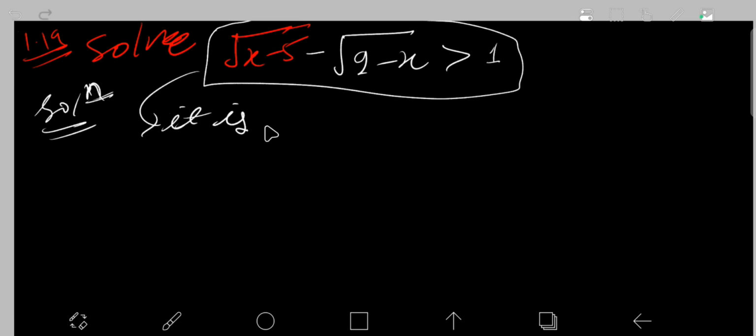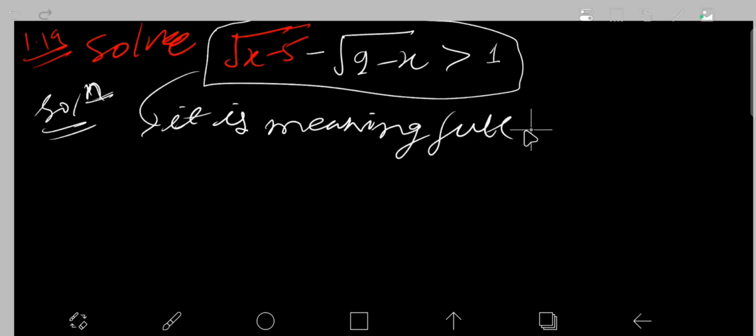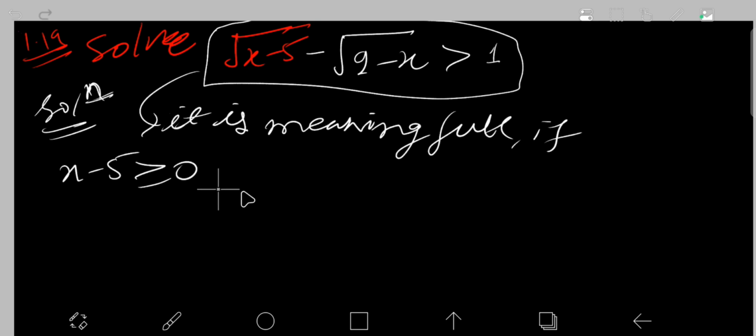when this one is greater than or equal to 0 and the other one is also greater than or equal to 0. So here we write x minus 5 is greater than or equal to 0, and 9 minus x is also greater than or equal to 0. Now we solve this inequality.